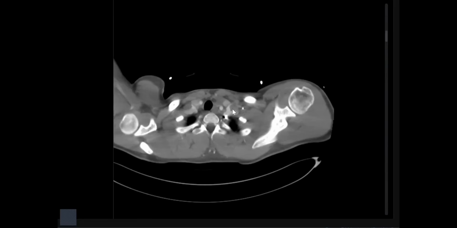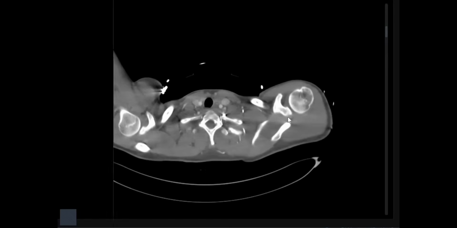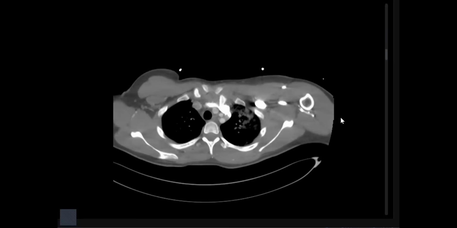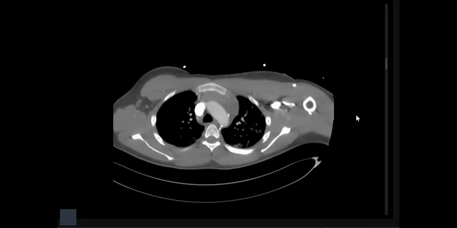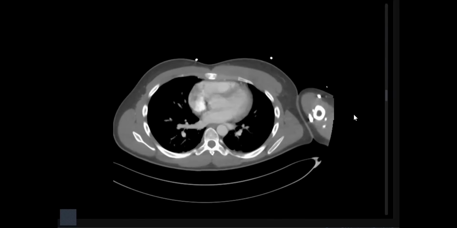Some filling defect I am seeing in the vessels on the left side veins. I think here, this one thing. Apart from that, there is this heterogeneous opacification in the left lung, which I will see in the lung window, which represents the lung contusion, as we saw in the X-ray.